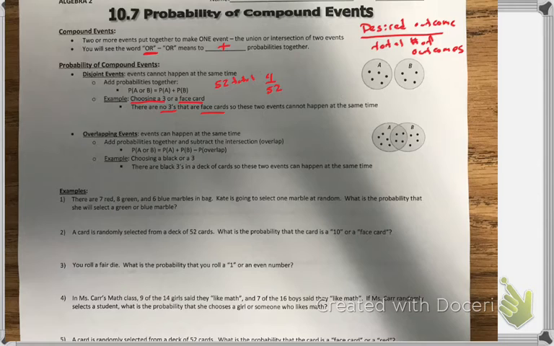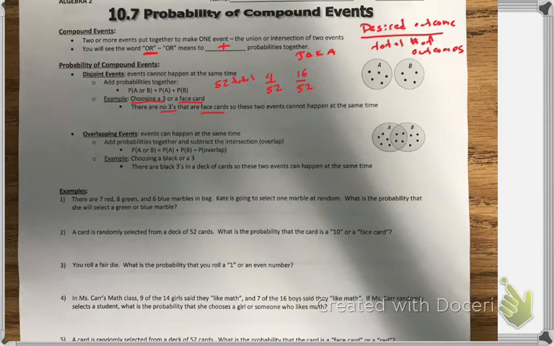And then a face card, there are 4 face cards per suit. So there's 16 face cards total. There's the Jack, Queen, King, and I usually count an ace as a face card as well. So there's the Jack, Queen, King, and the ace. And there's a set of those for each different suit. And since we have 4 suits, that means there are 16 total face cards in a deck, right?